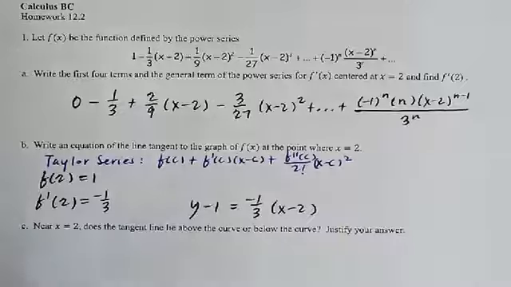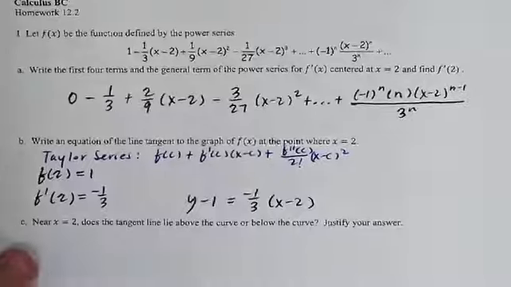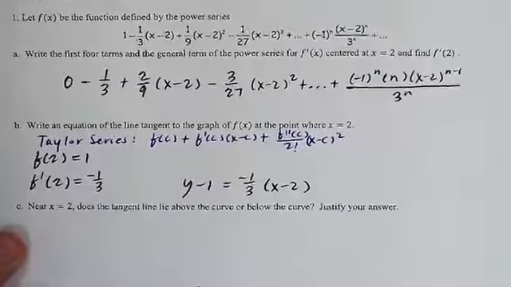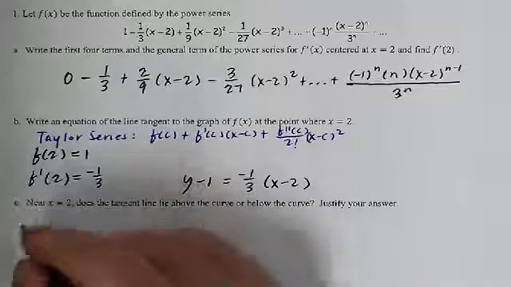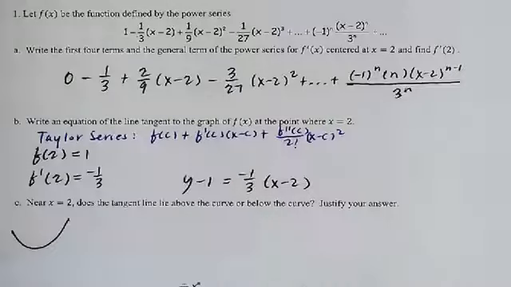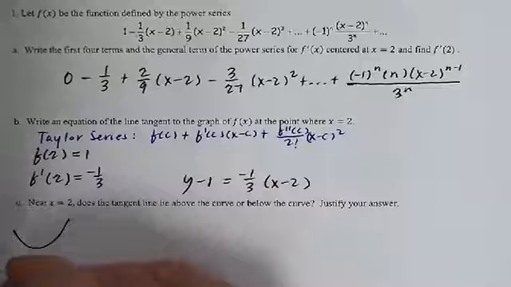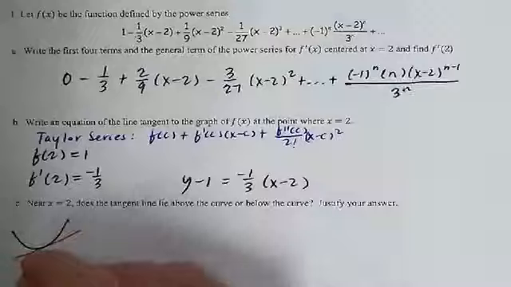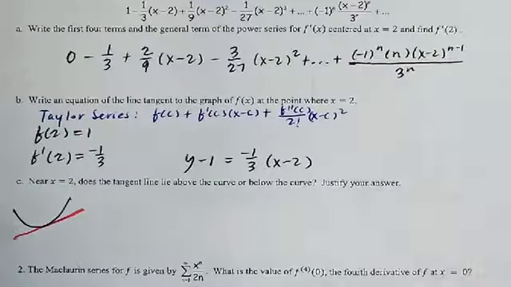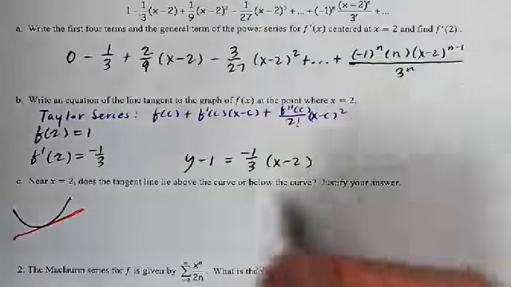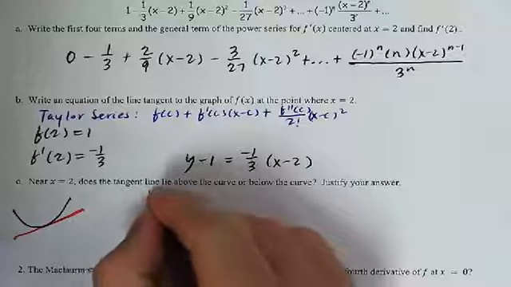Near x equals 2, does the tangent line lie above the curve or below the curve, and justify your answer? Well, above the curve and below the curve is really just like code for concave up and concave down. So I'm just going to draw a little curve and a tangent line. Notice how if it was concave up, the tangent is below the curve. So I'm going to figure out the concavity based on the second derivative, and make that judgment. What I need is f double prime of 2.